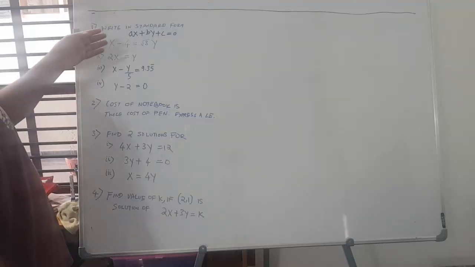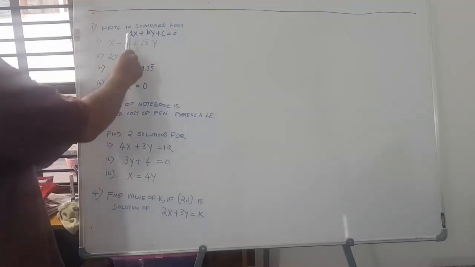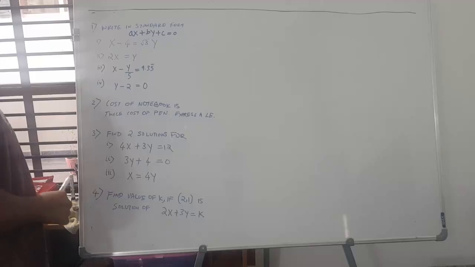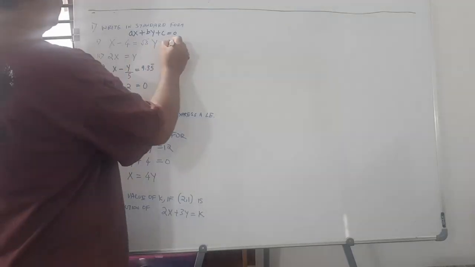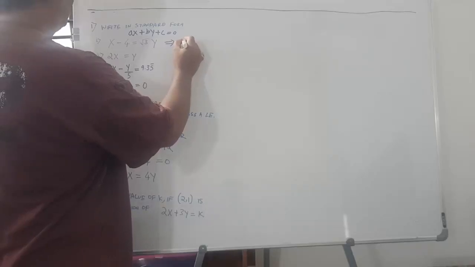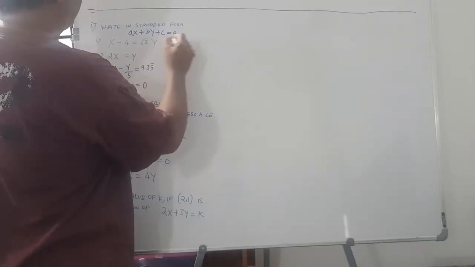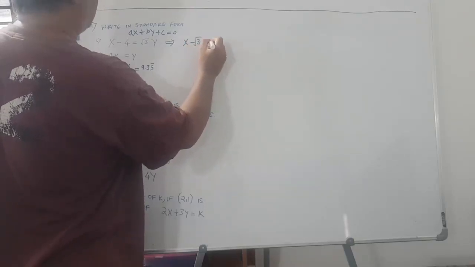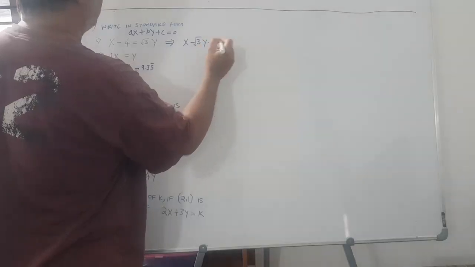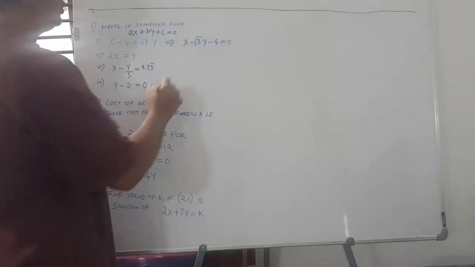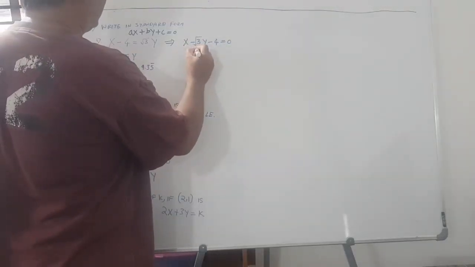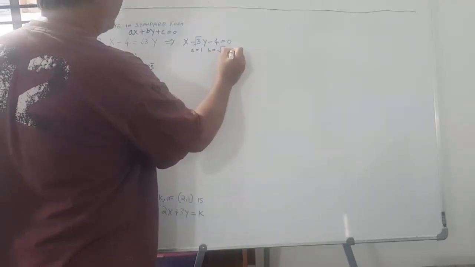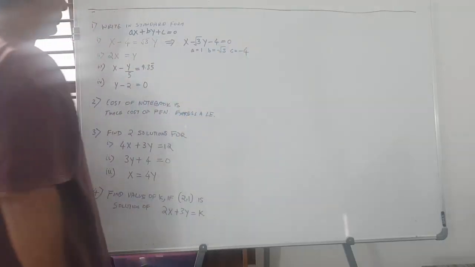The first problem is to write in standard form ax plus by plus c equal to 0. We are given x minus 4 is equal to root 3y. To write this in standard form, we write it as x minus root 3y minus 4 equal to 0. Root 3y we have just taken to that side. Now we can see that a is equal to 1, b is equal to minus root 3 and c is equal to minus 4.